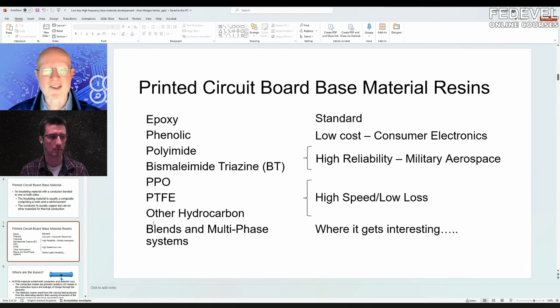And the last bit is blends and multi-phase systems. And if I'm being straightforward here, most systems now have many components. You have very, very few single component systems now. They contain all kinds of things. So we do have performance modifiers, we have fillers, we have all kinds of additional products in there designed to give us not just the reinforcement for mechanical purposes, but actually to fine tune electrical properties as well and thermal properties. But then still, how can a PCB design engineer decide which one to use?